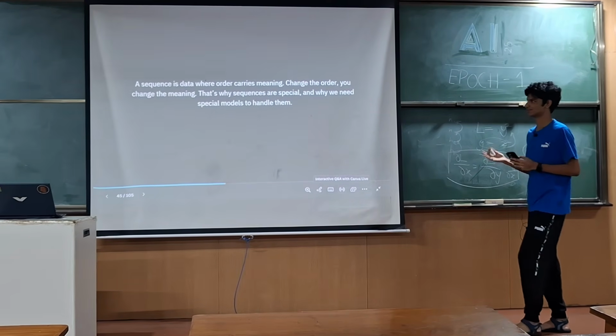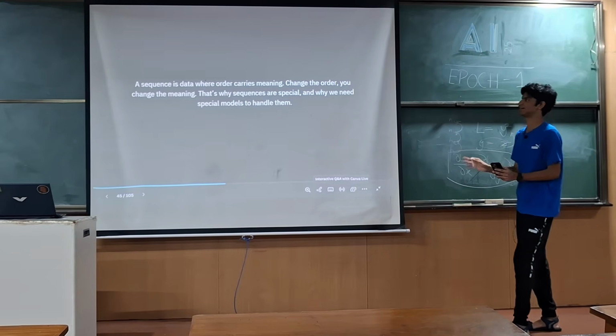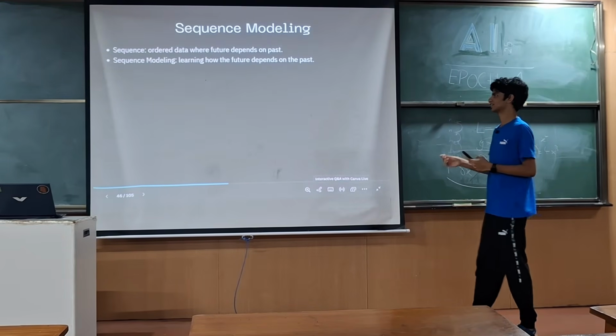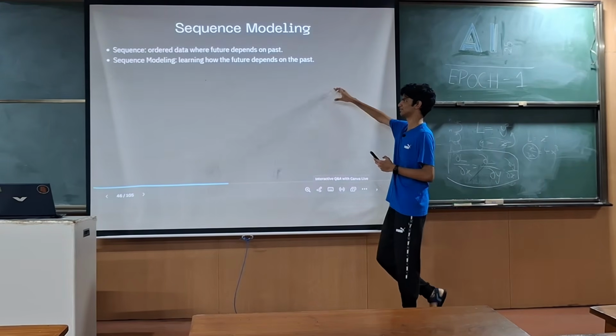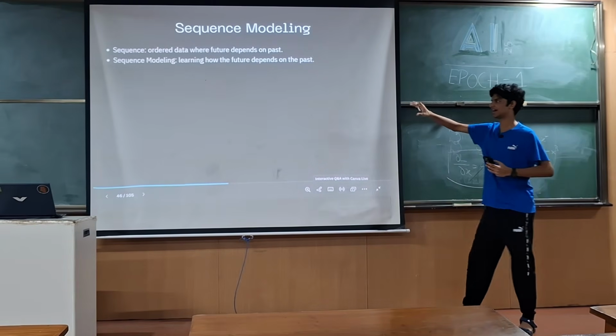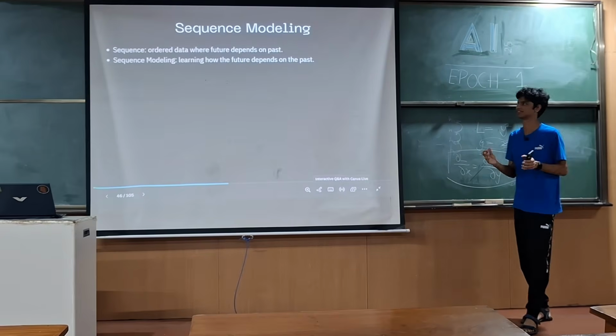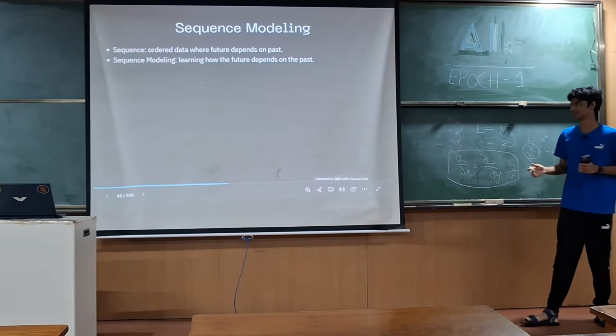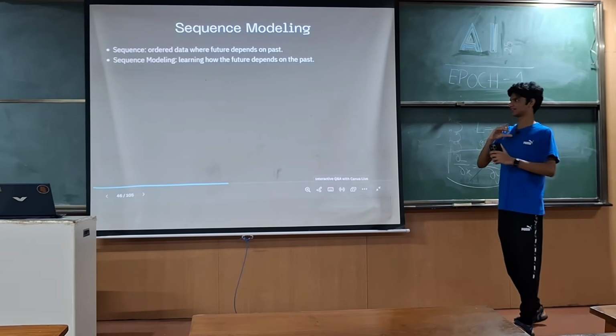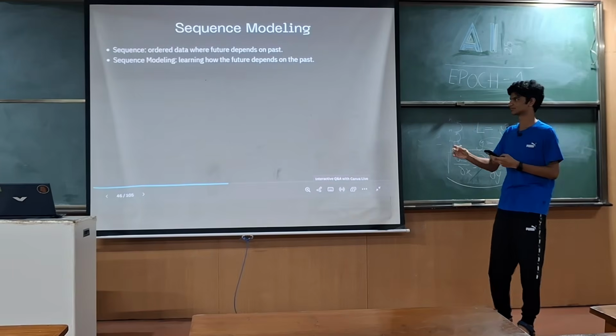Now we established that if we change the order, the meaning changes. The future depends on the past. Sequence modeling is basically learning how the future depends on the past. So the RNN, what we just did with text, is an example of sequence modeling, because you are given a sequence and you want to guess what the next word will be. We're trying to learn how the particular words influence the next word.